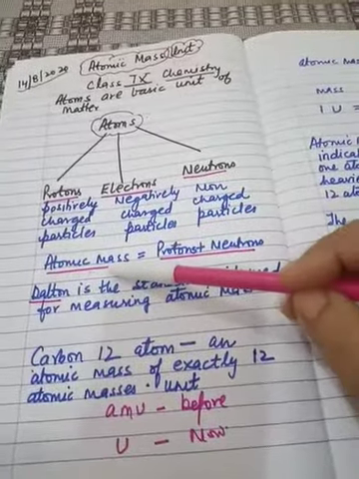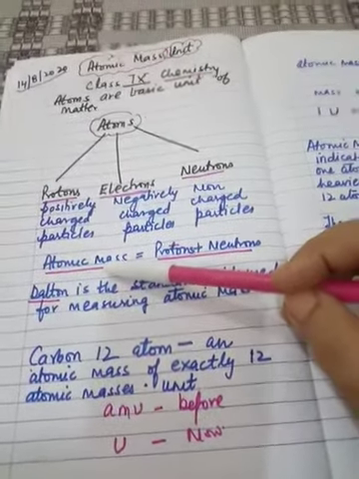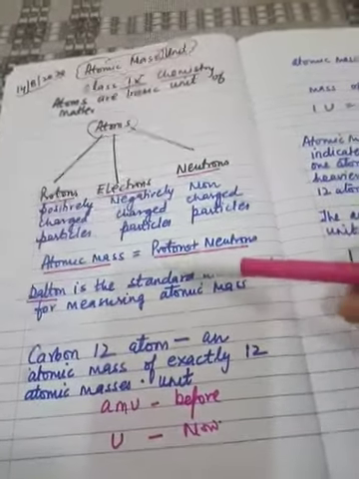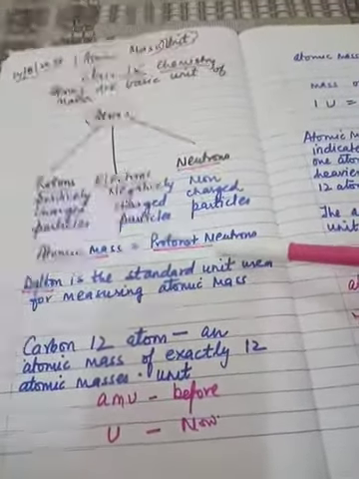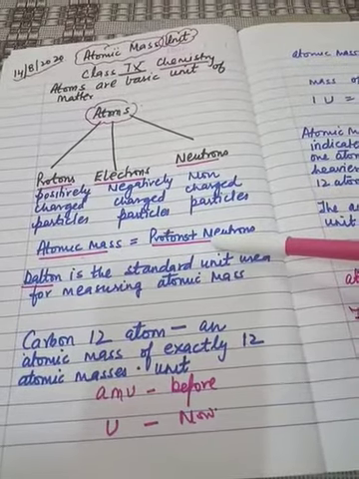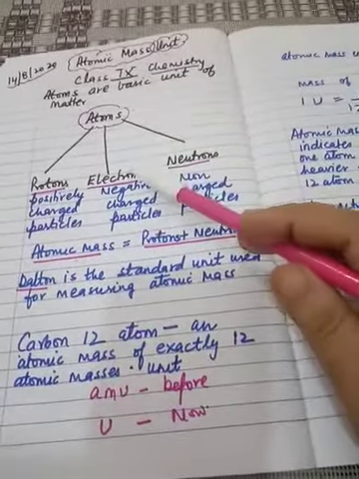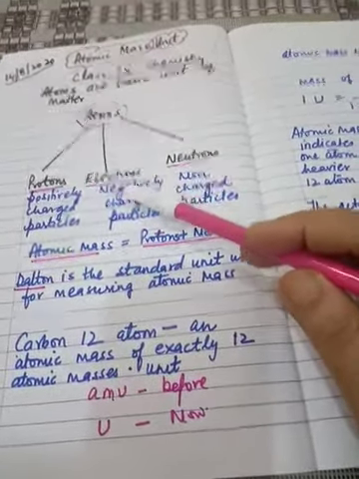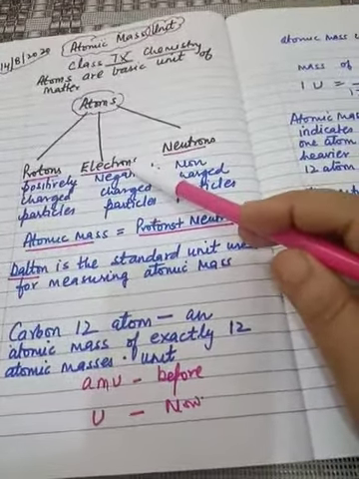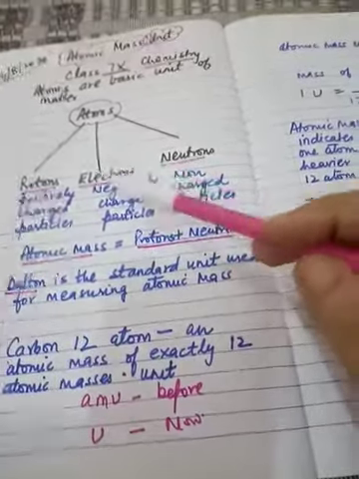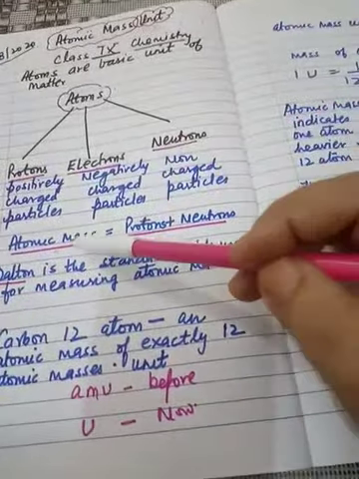Atomic mass is calculated by adding the number of protons and the number of neutrons, ignoring electrons. Why? Because of their small size. Dalton is the standard unit used for measuring atomic masses.